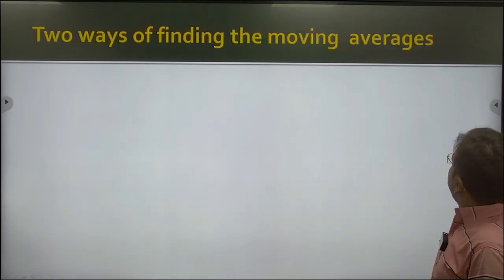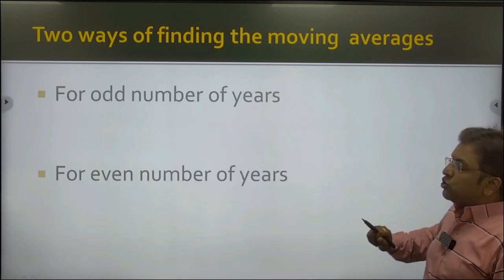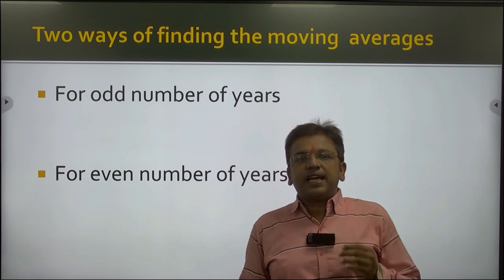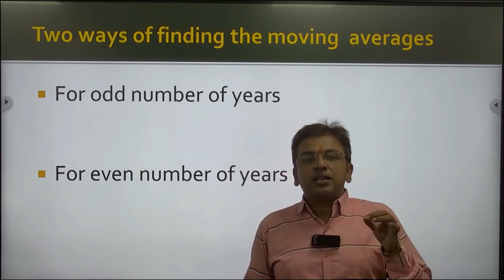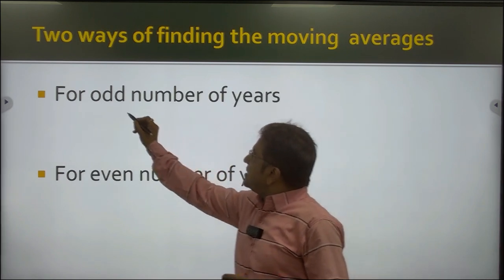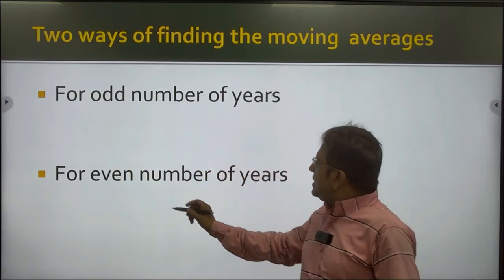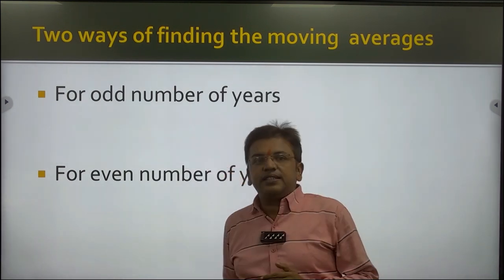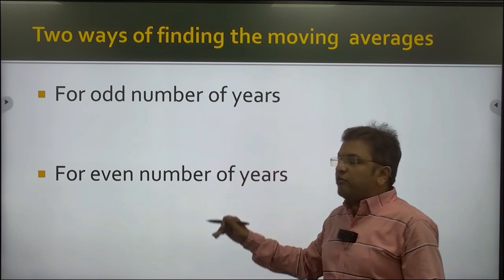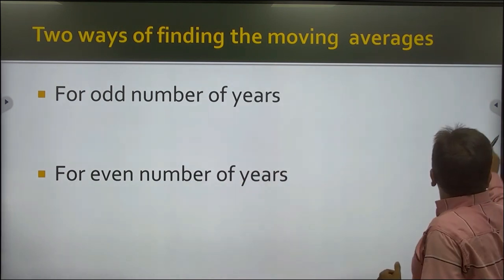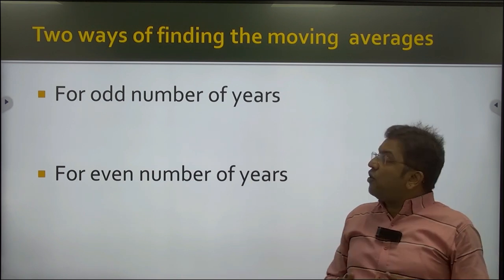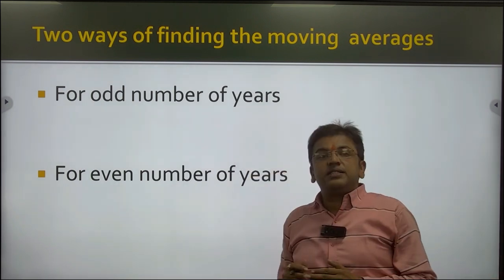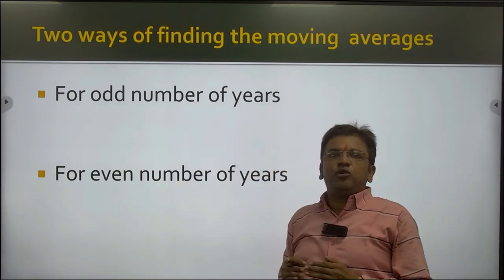There are two ways of finding the moving averages. Whenever you are going to take out the moving average, the first thing that a researcher has to consider is whether it is asking for an odd number of years or an even number of years. For an odd number of years there is a different method, and for an even number of years there is a different method. The first one is for odd number of years and the second one is for even number of years.